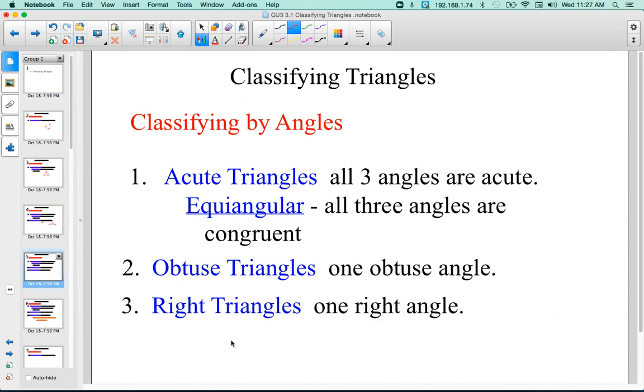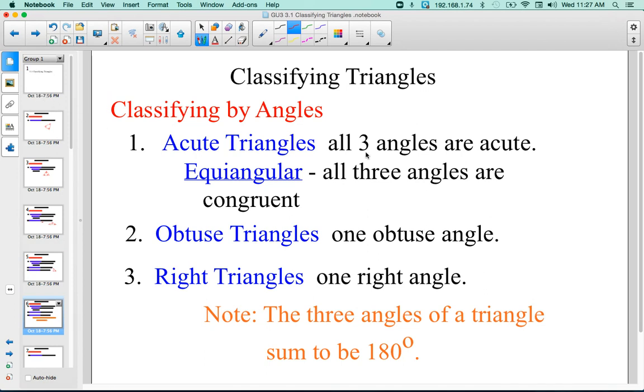The last one, the right triangles. This is where you have one right angle and then two other angles, which would be acute angles. All right, that's our right triangle.